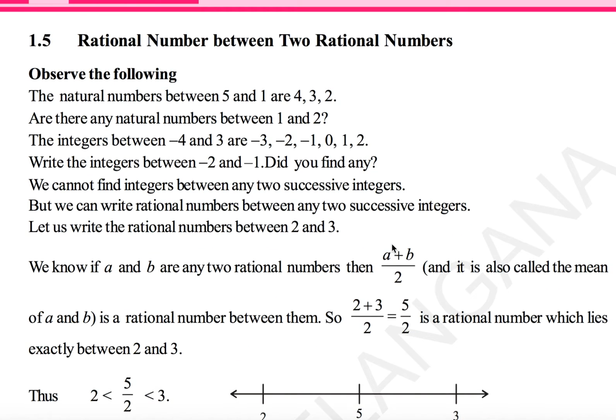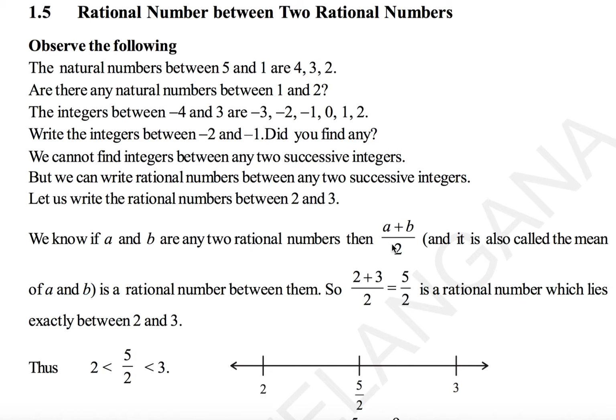For rational numbers between two rational numbers, observe the following. The natural numbers between 5 and 1 are 4, 3 and 2. Are there any natural numbers between 1 and 2? No. The integers between minus 4 and 3 are these. Write the integers between minus 2 and minus 1. Did you find any? We cannot find integers between any two successive integers, but we can write rational numbers between any two successive integers.